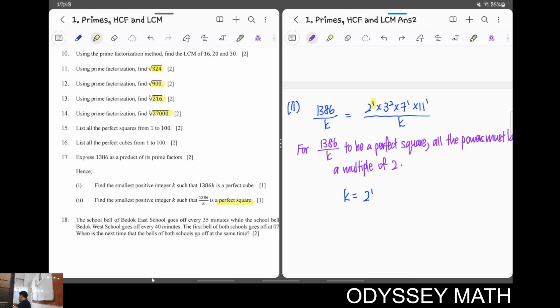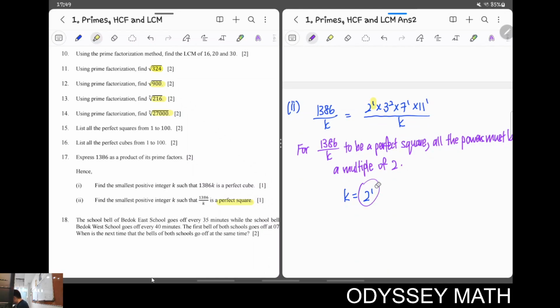So here we are removing. What's the number below 1 that's a multiple of 2? 0. So to get to 2 to the power of 0, you just think of it as eliminating 2 to the power of 1 entirely. So you put 2 to the power of 1 here.